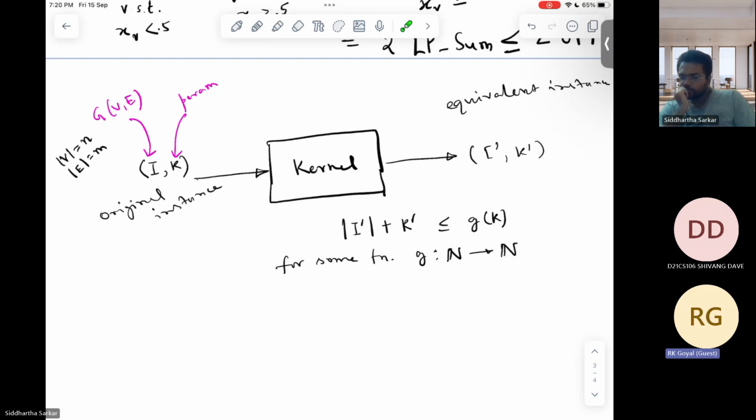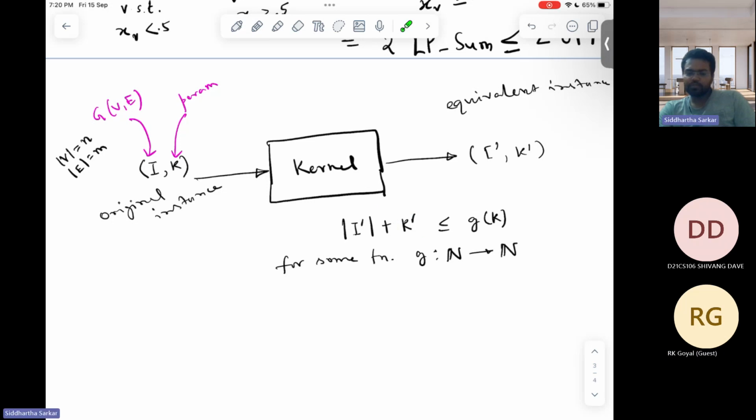And by the way, why can't we eliminate this k dash from here and simply write that the size of I dash is less than or equal to g of k? If this k dash can somehow be submerged or included in this g of k, then it will make more sense.